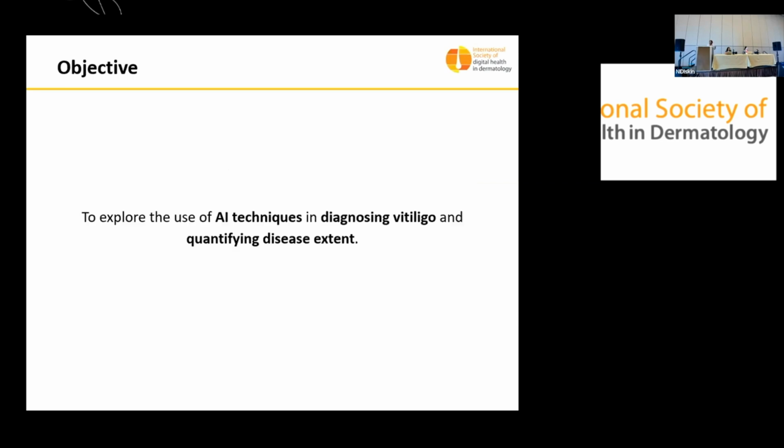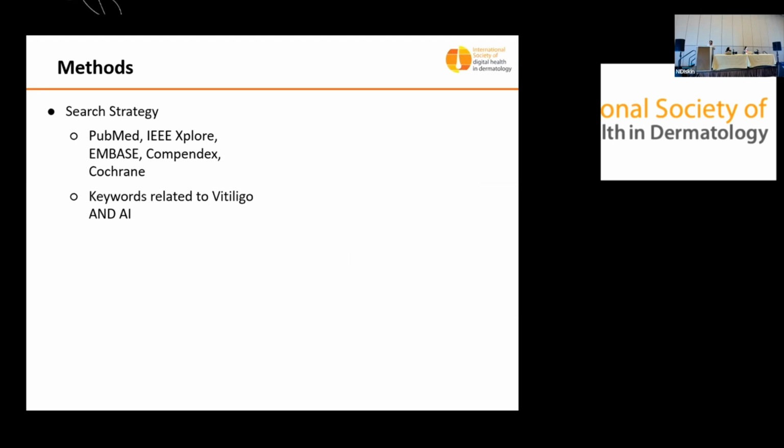And so the overall objective is to say, how can these four techniques be used to diagnose vitiligo as well as quantify disease extent? And so for our search strategy, we searched across 5 databases, and we had a really large word search, including things like vitiligo and AI, but more extensive, looking at techniques like PCA, support vector machines, convolutional neural networks, and all of their subsets.